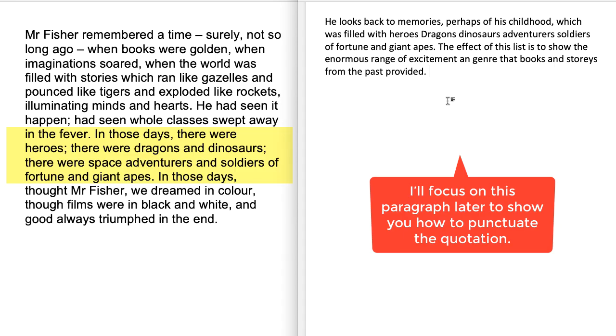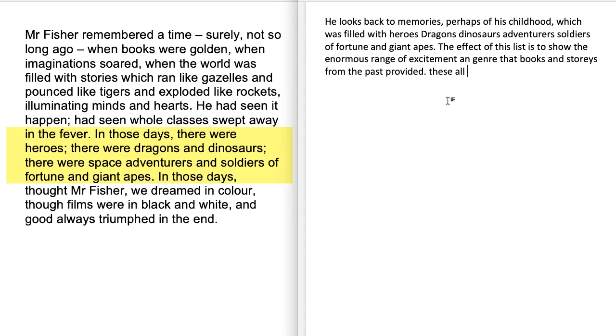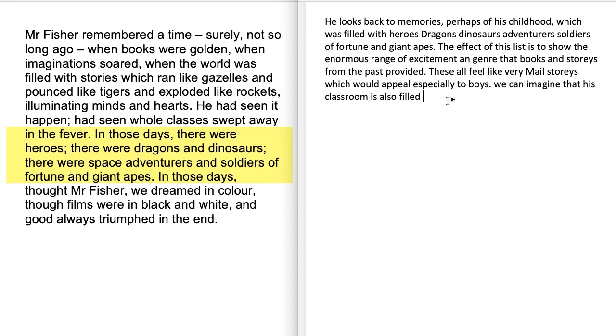These all feel like very male stories, which would appeal especially to boys. Full stop. We can imagine that his classroom is also filled with boys, comma, and that currently his boys are no longer interested in such stories. Full stop. Okay, I ought to be able to say something about the power of this list as well, with so many ideas in it.